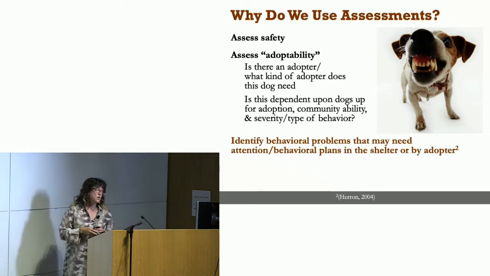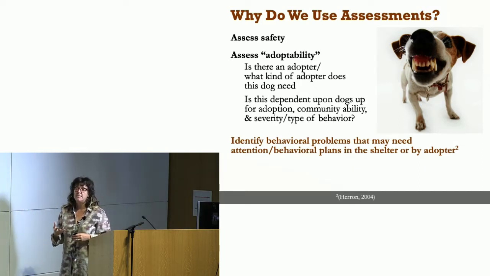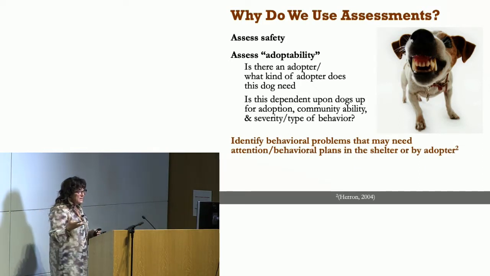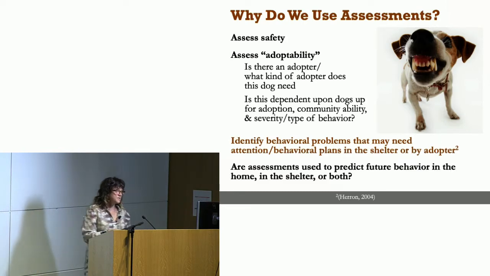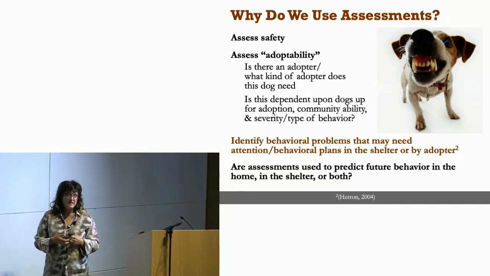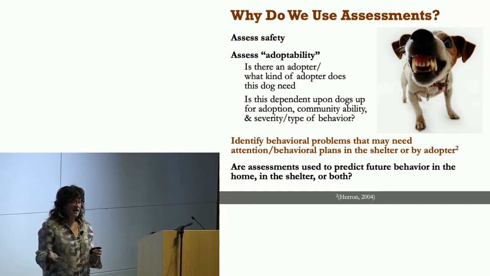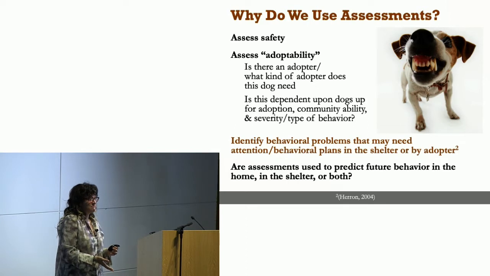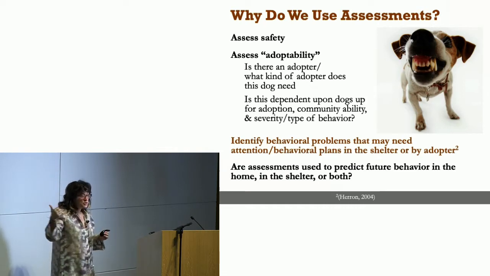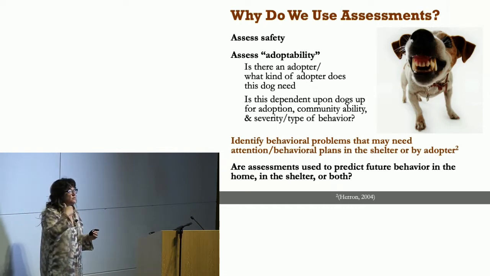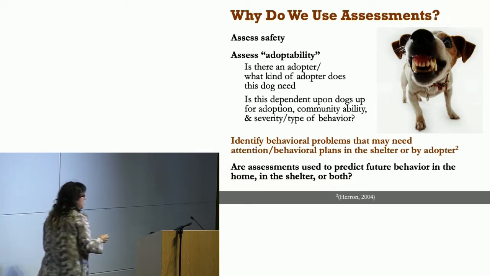And so certainly, we might be using assessments to identify behavior problems, where the dog is going to need a plan in the shelter, or it could need a plan in its next situation. But I ask you, because when I brought up why do we use them, we're asking this one thing to do a lot of things for us. Are we asking, is this assessment supposed to predict future behavior in the home? Is it supposed to predict future behavior in the shelter? We want it to do both. That is a pretty tall order.